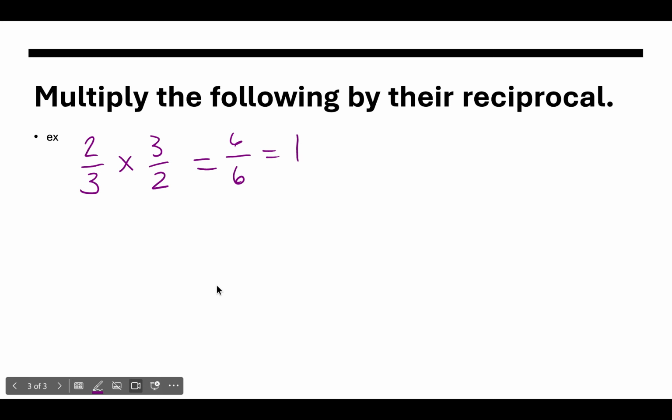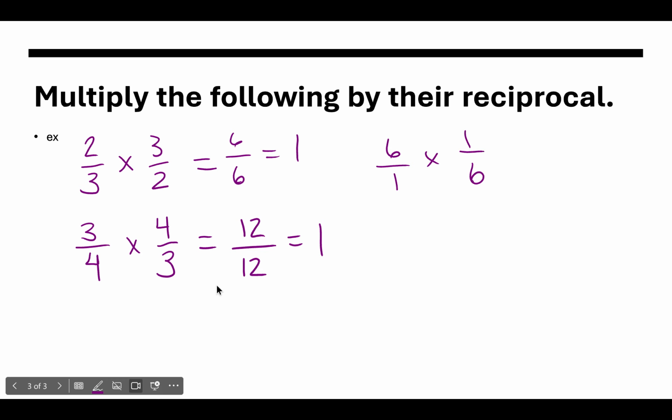Taking a look at the next one, say 3 over 4, multiply by 4 over 3, which would be the reciprocal, and you would get 12 over 12, right? Multiply across the top, multiply across the bottom, which reduces to 1. And then like what we showed, if you have a number alone, say we had 6, we would want to make that into a fraction first by putting it over 1, and then multiply by 1 over 6. Now we'd get 6 over 6, and your product would still just be 1.